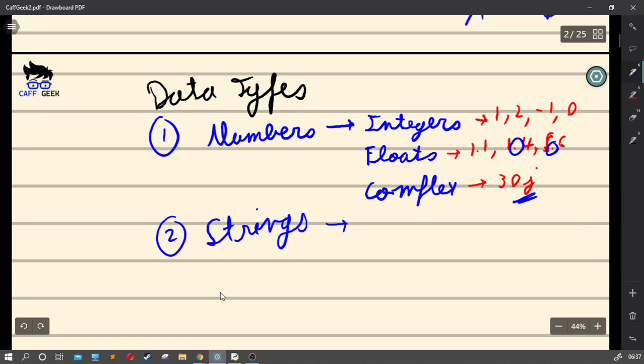Unlike numbers, strings are always written between double quotes or single quotes. For example, let's go with "calf, geek". This is a string.